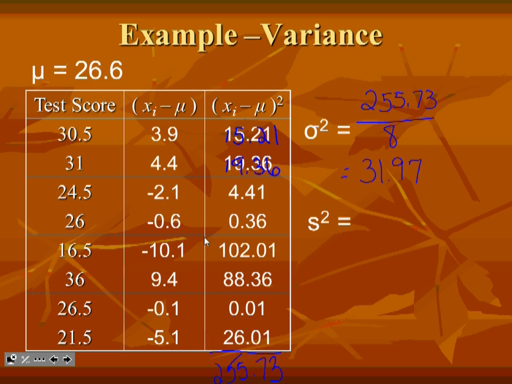So let's go back to this process that we went through. Our sum, as we said, is still the same. But what are we going to divide by? 7, because 8 minus 1 is 7.